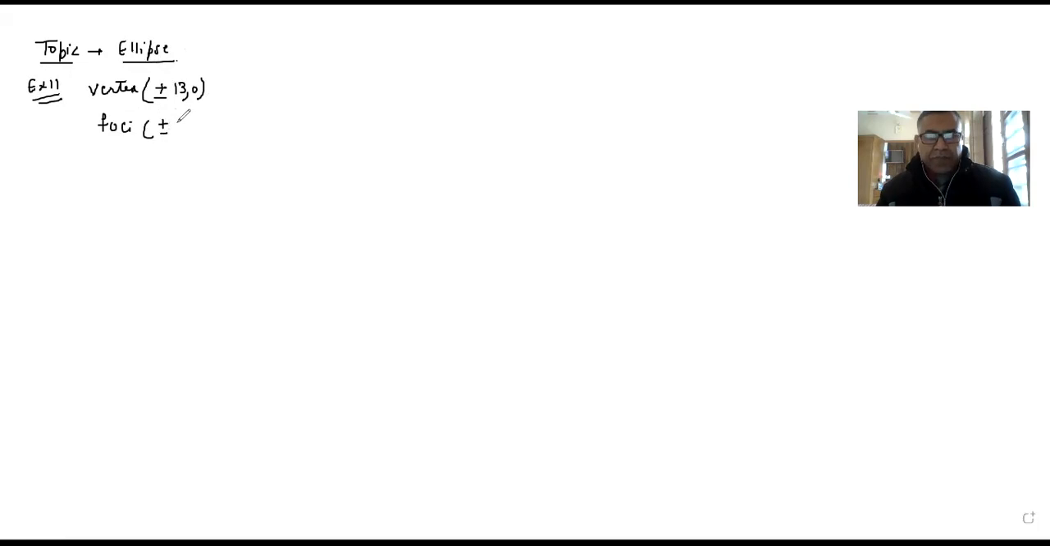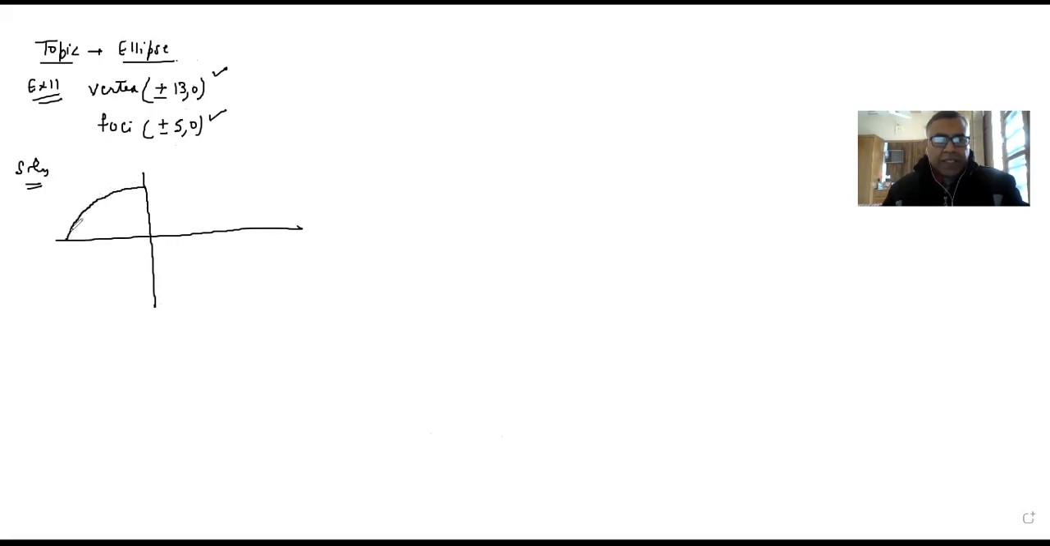Plus minus 5, 0. Now see Nurpreet, from vertex and from focus, what do you conclude, what kind of ellipse is this? Sir, it's major on the x-axis. Yes, because vertex and focus both lie on the major axis. So that means the x-axis is the major axis because the focus is on the x-axis and the vertices are also on the x-axis.